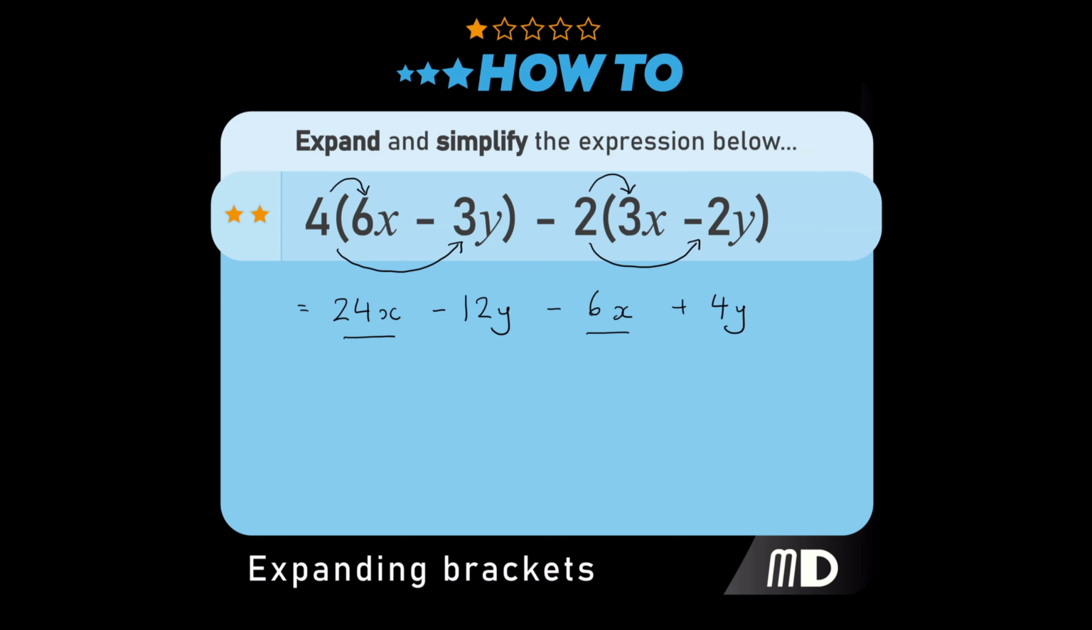24x minus 6x is 18x. And minus 12y plus 4y is minus 8y. The simplified expression is therefore 18x minus 8y.